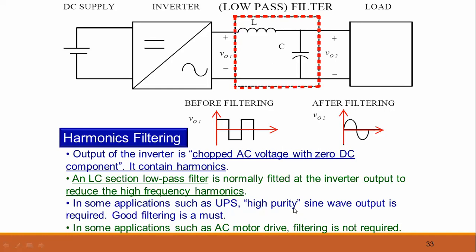So in house appliances, if a UPS is used, a high purity sine waveform output is required, because if there are ripples in the output waveform, it can damage the household components like lights or fans, etc.